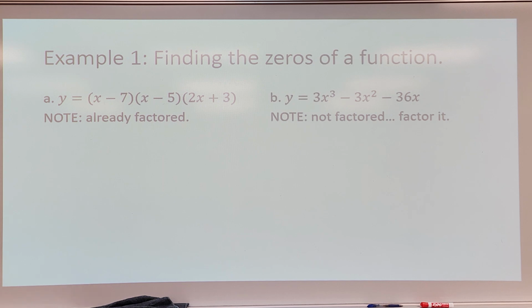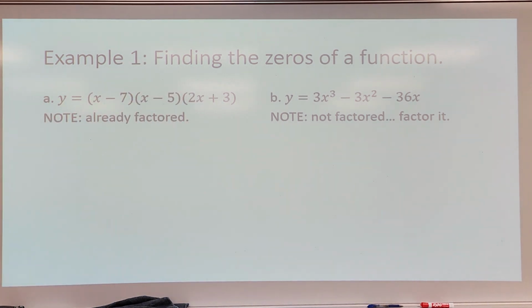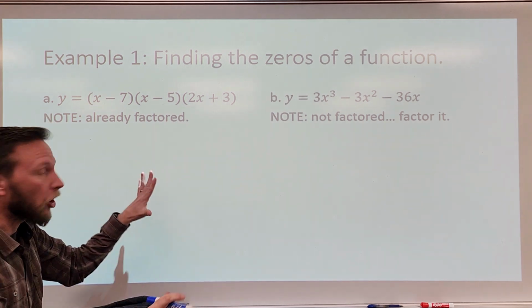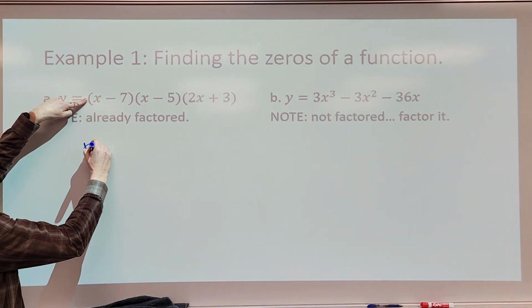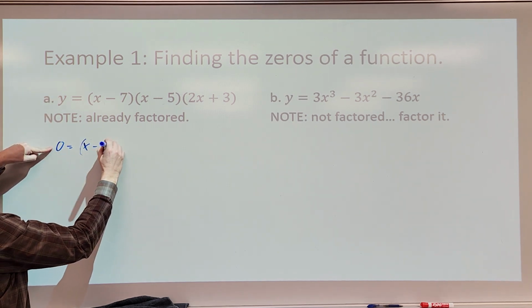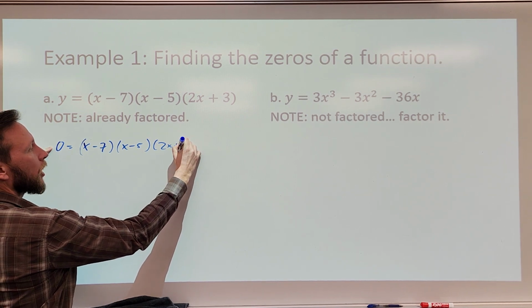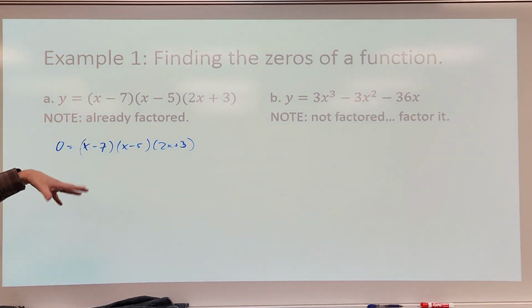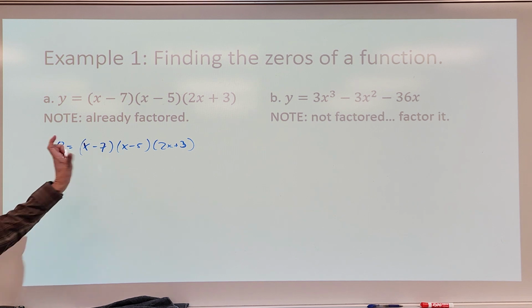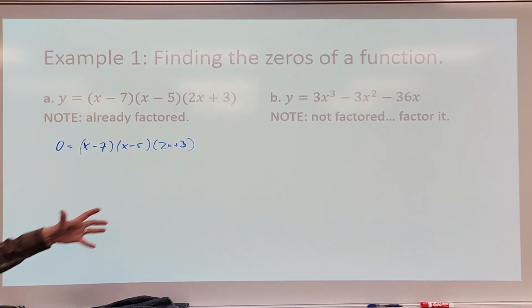So here we have 2 functions. One is factored, one is not factored. Just a reminder, when things are factored, that is awesome. This means we want to show when y equals 0. When does 0 equal x minus 7 times x minus 5 times 2x plus 3? When it's already factored, the work is basically done for us. So I'm going to show you that work.